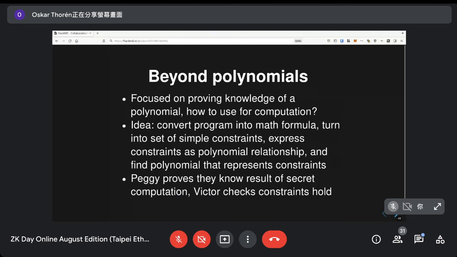So looking beyond polynomials, so far we've been focused on proving that Peggy knows a polynomial. But how do we actually use it for computation? The idea in brief is that we convert some computer program into a math formula, and then we turn this into a set of simple constraints. Then we express these constraints as a polynomial relationship between polynomials, and we find a polynomial that represents these constraints. So Peggy is essentially proving that she knows the result of some secret computation, and then Victor checks that the constraints hold.